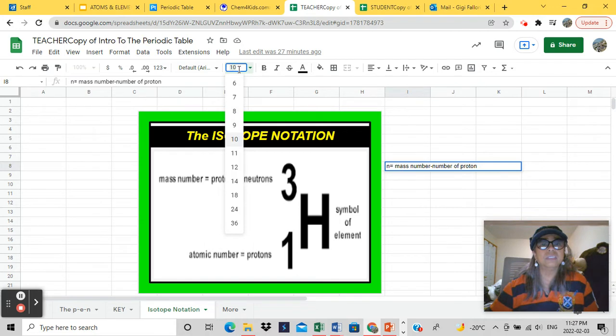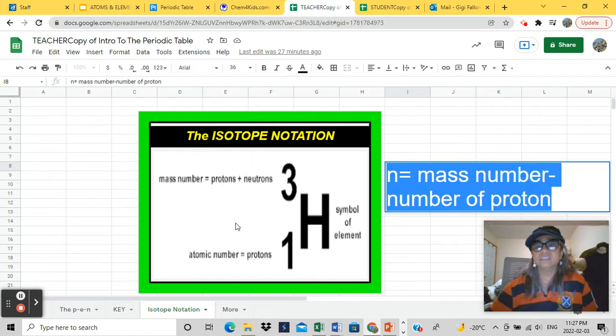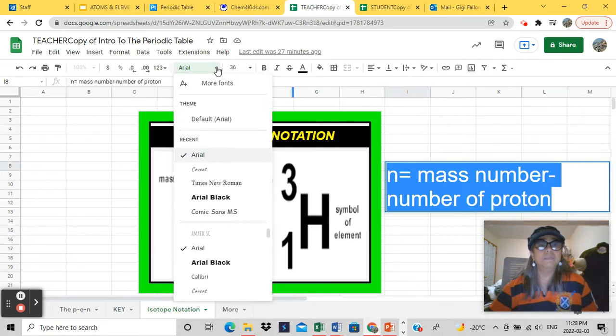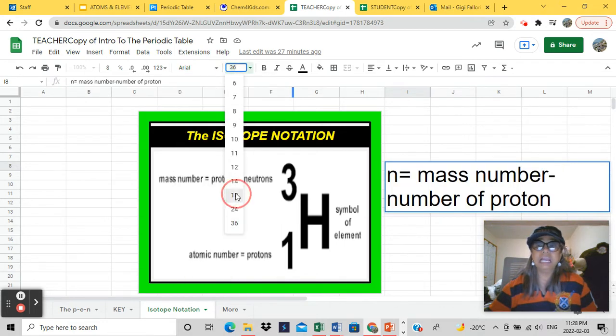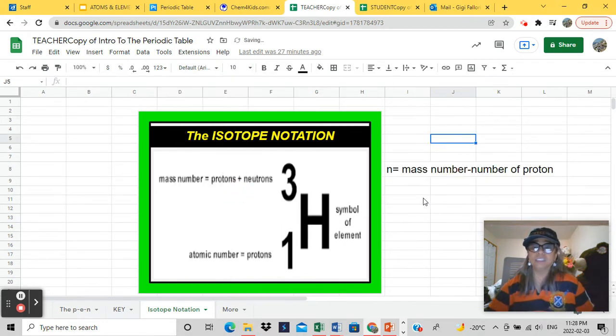You can adjust the sizes so that maybe this is too big, right? So maybe just around 18. Yes, 18 would be perfect. So that would be how we usually get the number of neutrons.